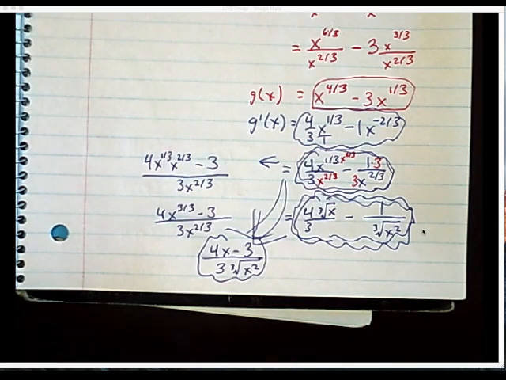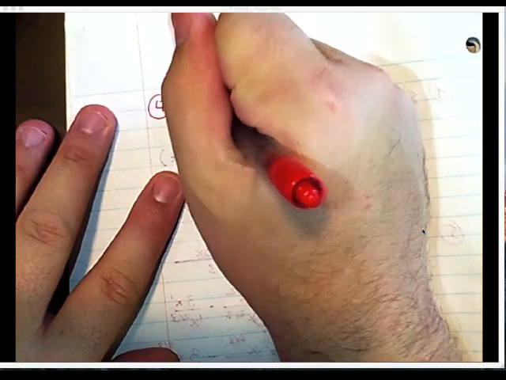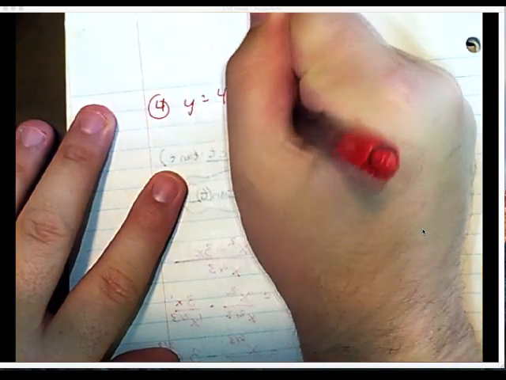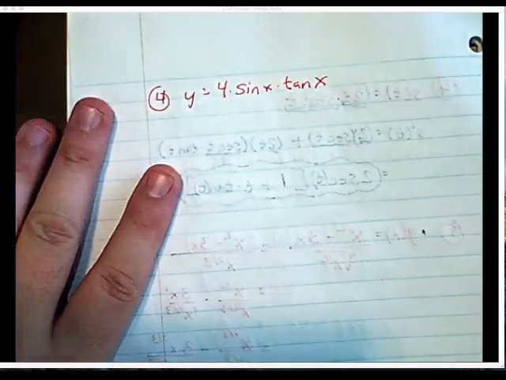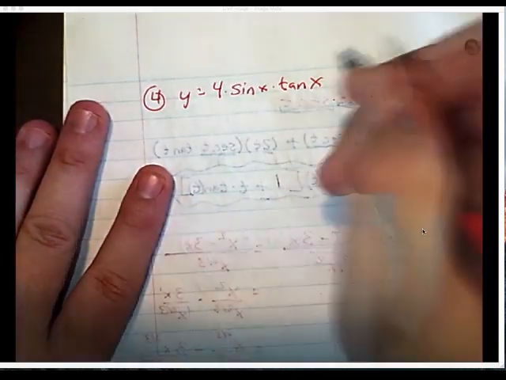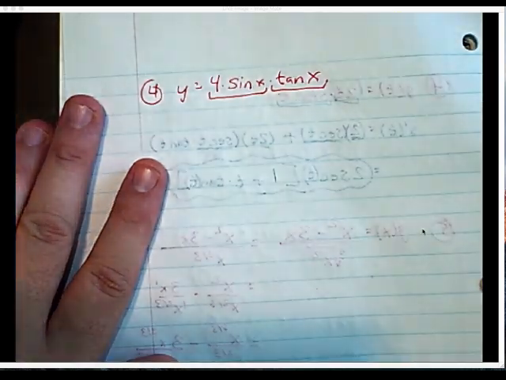Okay. Let's try the last one here. Y equals 4 times the sine of x times the tangent of x. To me, this looks like a product. Let's just use product rule. There's the first term, there's the second term.